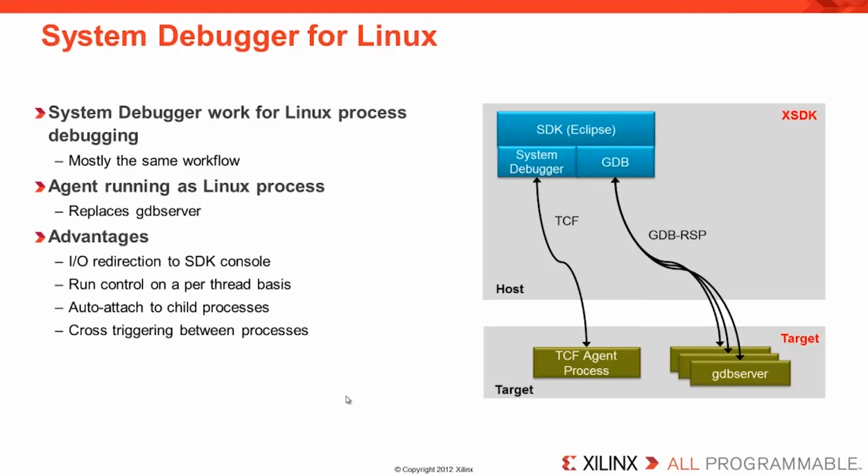In addition to this, there are several advantages to debugging a Linux application over TCF. Some of them are redirecting I/O to the SDK console, run control on a thread-by-thread basis, auto-attach to child processes, and cross-triggering between processes. Let's take a look at the demo.